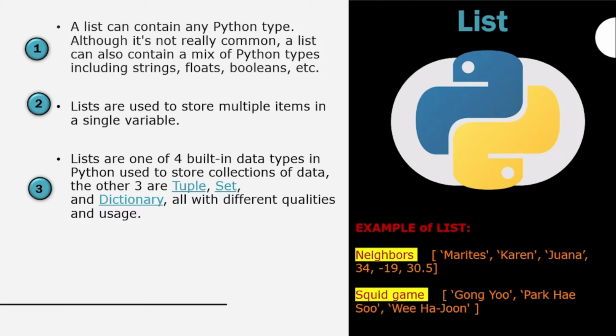The other are tuple, set, and dictionary, all with different qualities and usage. So itong tuple, set, and dictionary, we will discuss that in the next slide. Okay? So I intended to divide this recording per topic. So, si list class, balik tayo sa description number 2, we can store multiple items in a single variable.